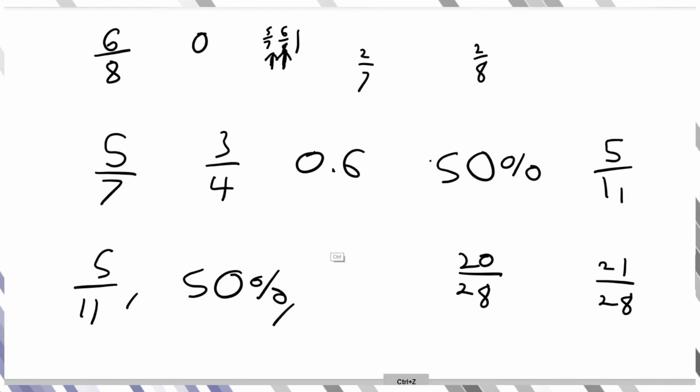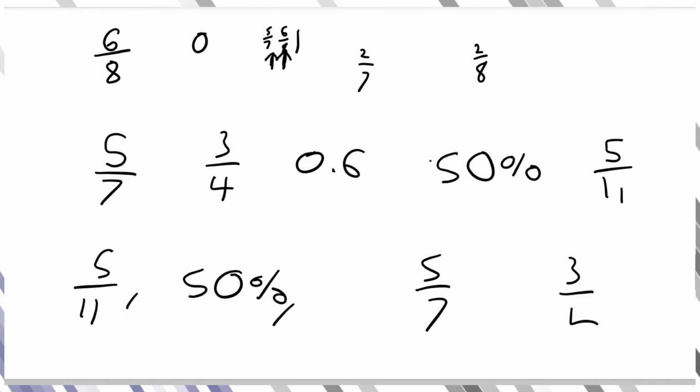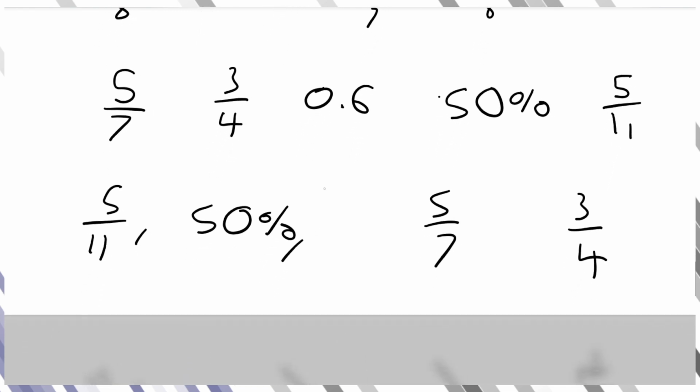So we can write those in. And also we need to think of 0.6 and how that compares as well. Alright, well, 0.6 we could think of as 6/10. So what we've got so far is 5/7 and 3/4. Alright, 0.6 goes either there, there, or there. So let's figure that out.